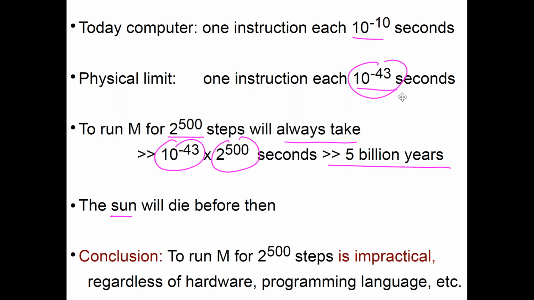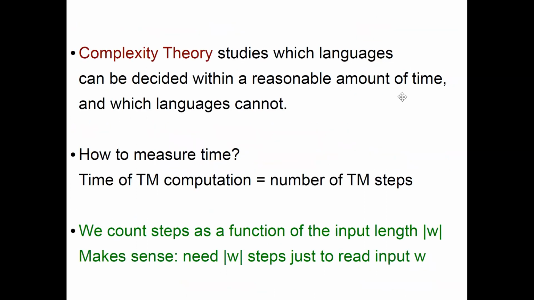So to run this machine for this many steps is impractical. And this is regardless of the hardware, the programming language, and so on. Doesn't matter if I'm using Java or Turing machine, it's still too much. So decidability is not really getting to the core of the question of which problems we can solve. Complexity aims to answer that question. Complexity theory studies which languages can be decided within a reasonable amount of time and which ones cannot.